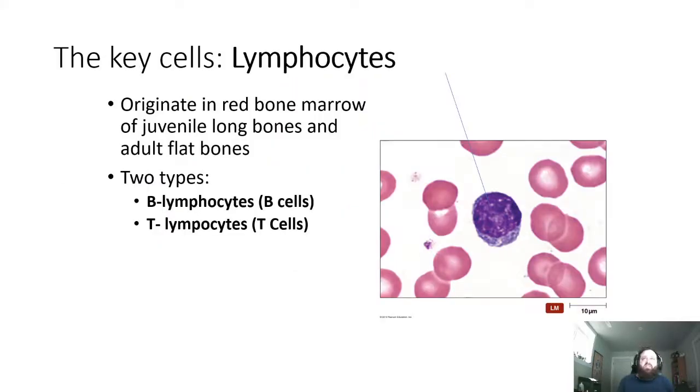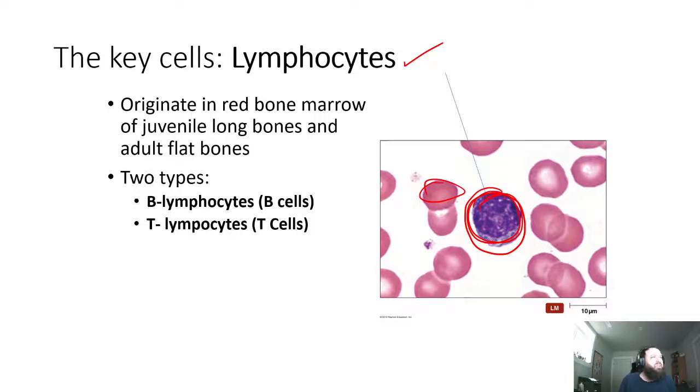The stars of the show, when we're talking about the adaptive immune response, are called the lymphocytes. You know about these guys already. They originate in the red bone marrow of juvenile long bones and adult flat bones. They are the smallest of the leukocytes, almost the same size as the red blood cell. So you can see compared to a red blood cell, they're actually pretty similar. This is what they look like in a resting state. So basically, you can see a gigantic nucleus with a little bit of cytosol around it.